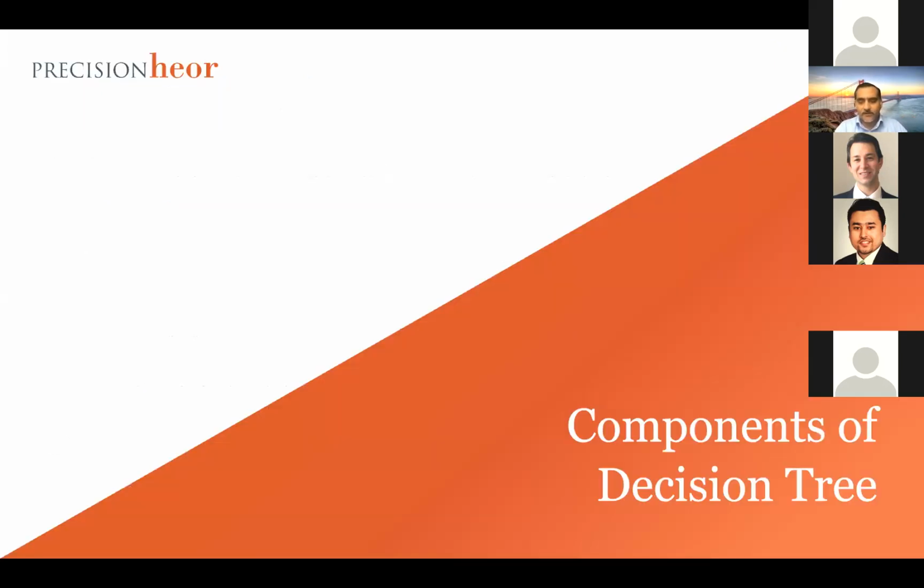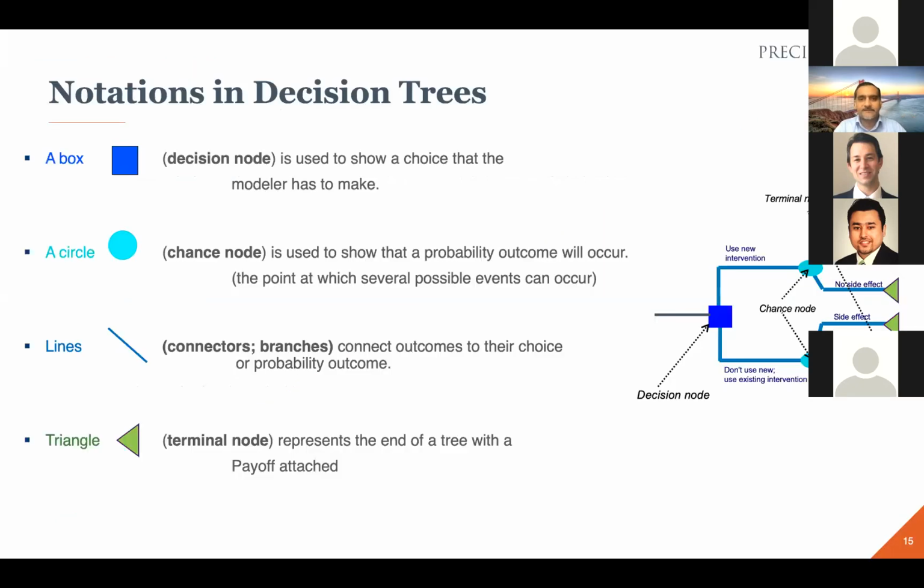Okay, so this was very quick, actually. I just wanted to give you a brief overview. What are the components that form the decision tree? Well, there are 4 components. As you are seeing on the right, this decision tree has a box where you are taking a decision, whether to use a new intervention or not. That's the decision node. But there are chance nodes where you are not sure.